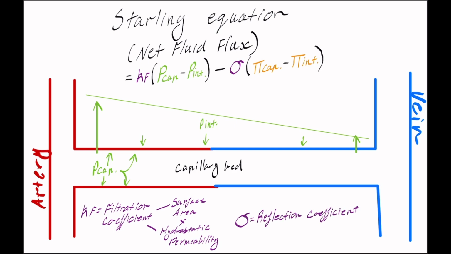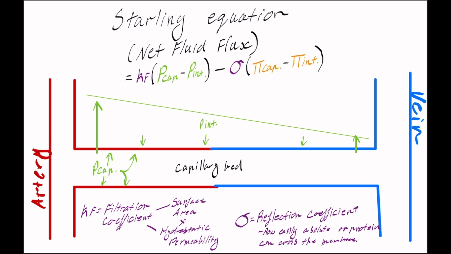So then we minus the reflection coefficient and the oncotic pressures. To talk about the reflection coefficient, this represents how easily solutes and proteins can cross the membrane. So this is different to your hydrostatic permeability. The example I'll use is the kidneys, where the glomerular basement membrane has a negative charge, which repels albumin, which also has a negative charge, even though albumin could potentially slip through those capillary beds as well.